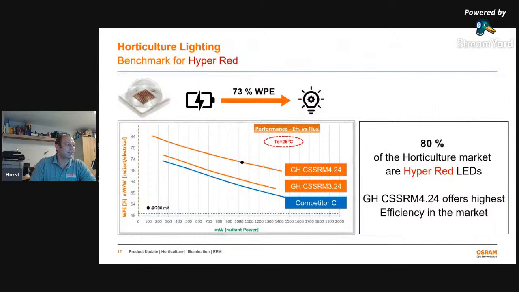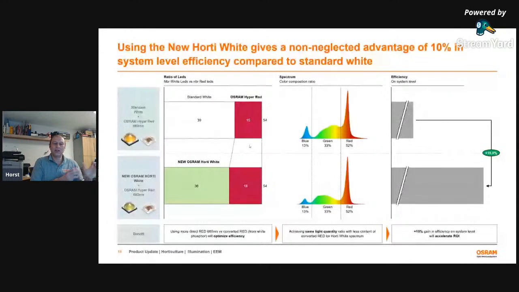So I will skip this slide. But what you can keep in mind is 73% wall plug efficiency. That means basically that if you put in 1 watt of electrical power, you get around 730 milliwatts of radiometric power out. This is what this number is telling you, and you can see here that it's quite a good value.